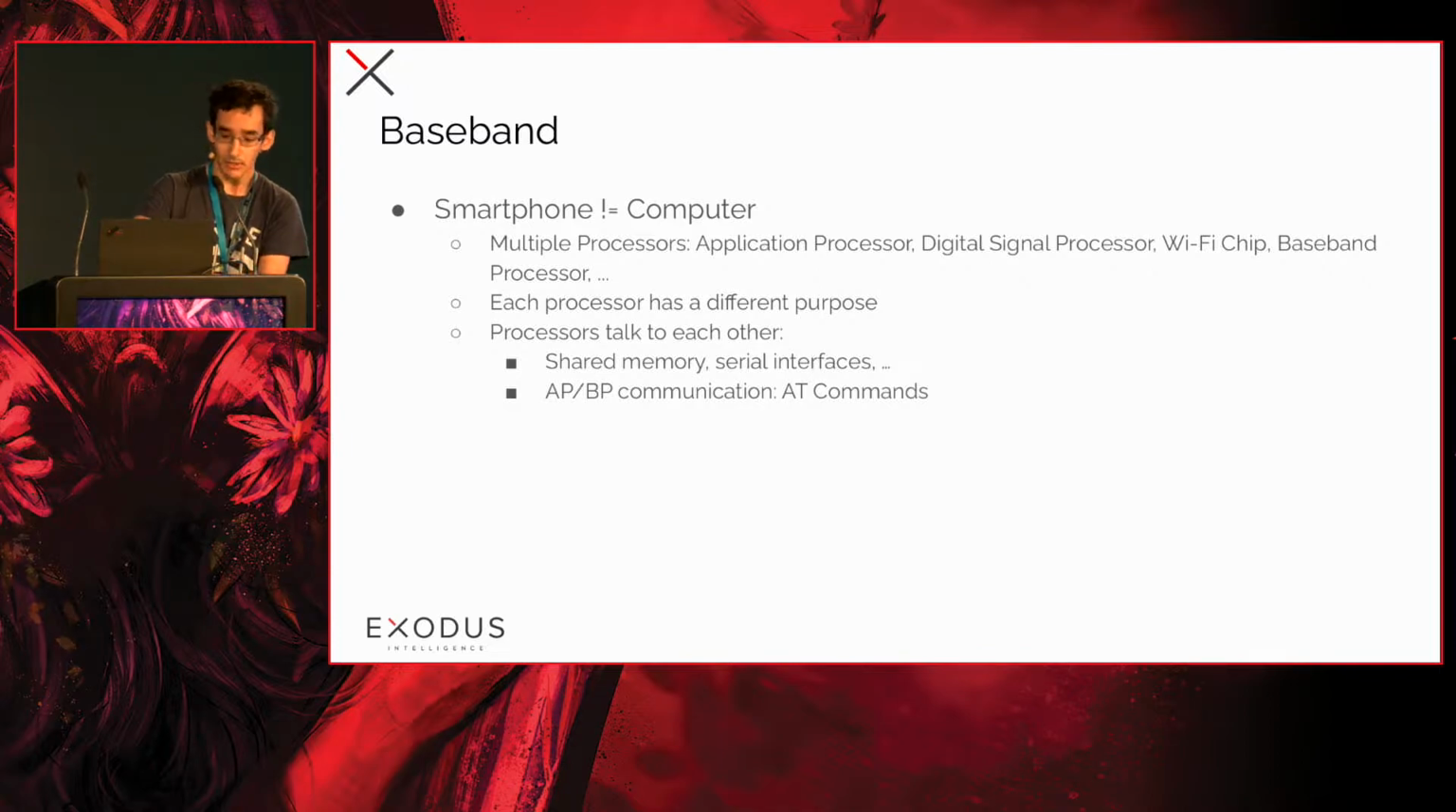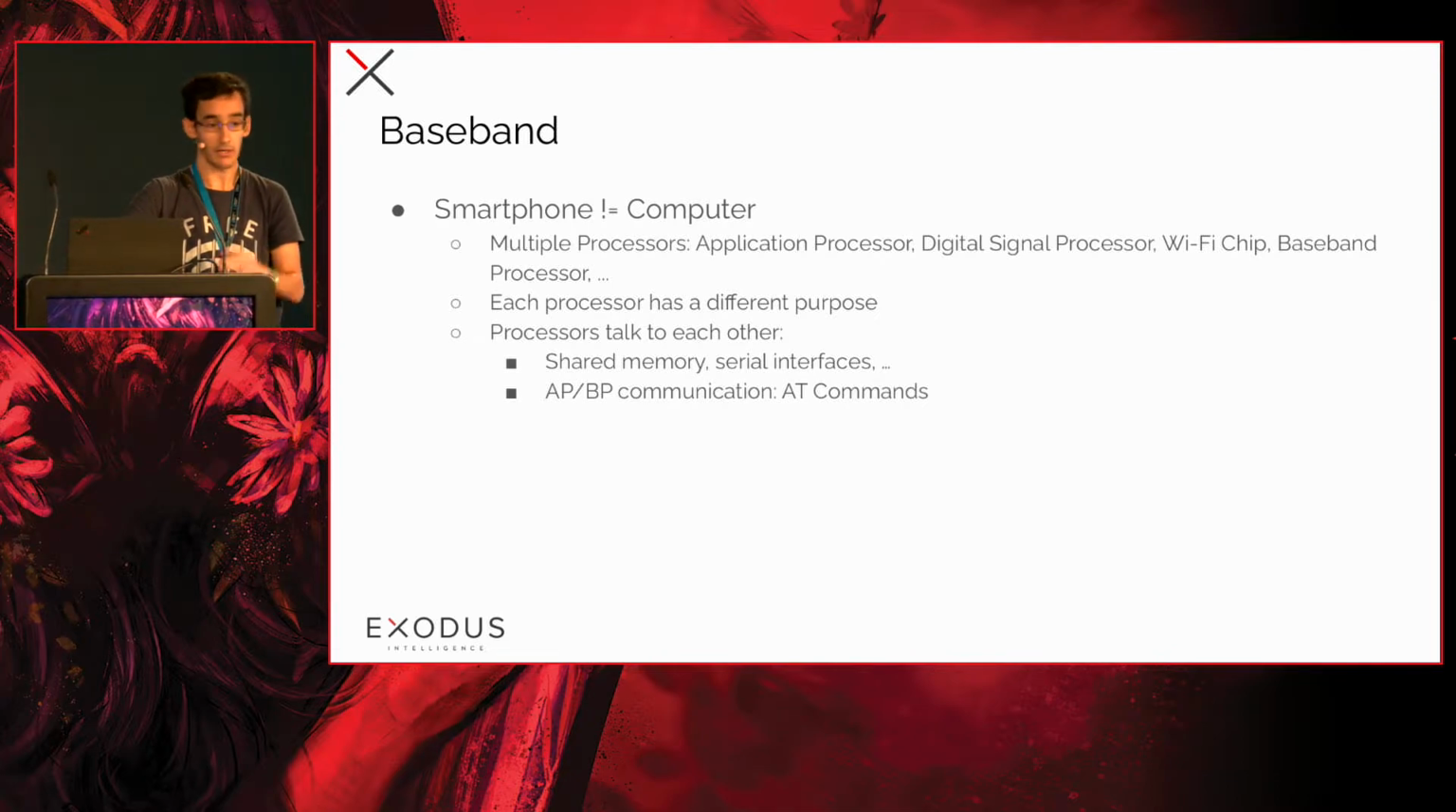As a really brief introduction to baseband, we need to take into account that a smartphone is very different from a computer. In a general purpose computer, we have a single processor, a CPU, running everything, and some peripherals. Whereas in a smartphone, we have multiple processors: an application processor, digital signal processors, Wi-Fi chips, and the baseband processor, that are working together to achieve a common goal.